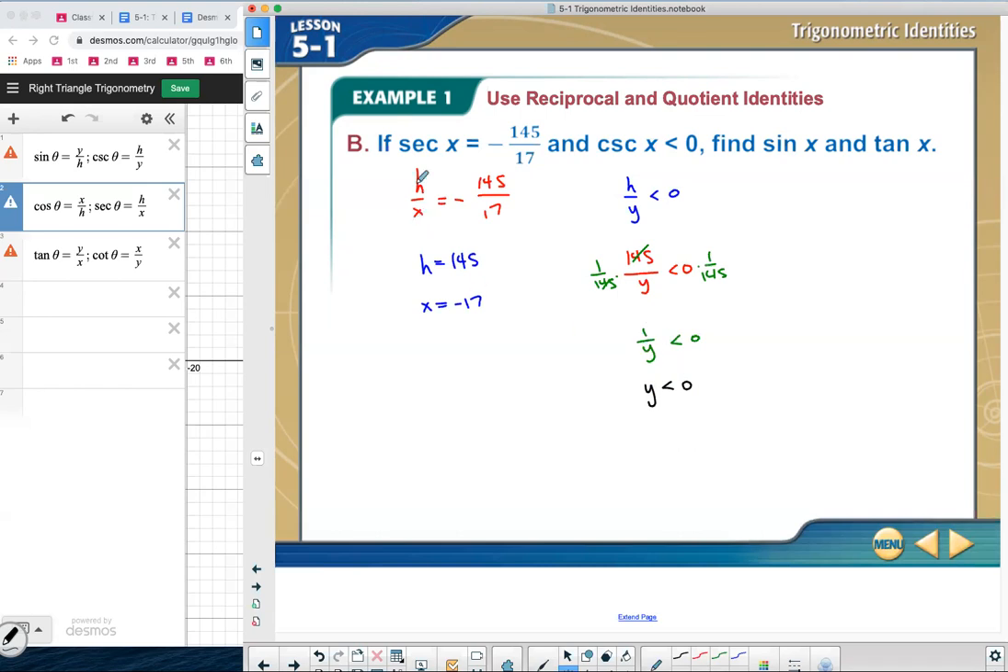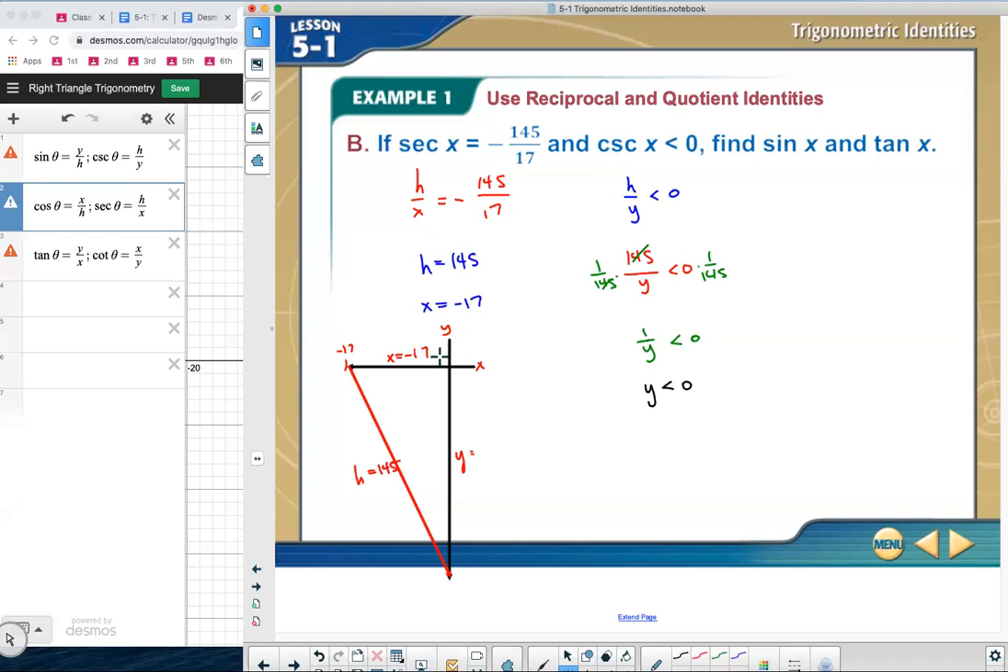So y is less than 0. So what does that mean? If I want to do a little drawing here of a triangle, what we know is that x is negative 17. X goes left and y goes down. I know x goes left to negative 17 here. Let's do x, y. So x is negative 17. And we know our hypotenuse is 145. We could do the Pythagorean Theorem to come up with our y value. All we know is it's going to be the negative y value.